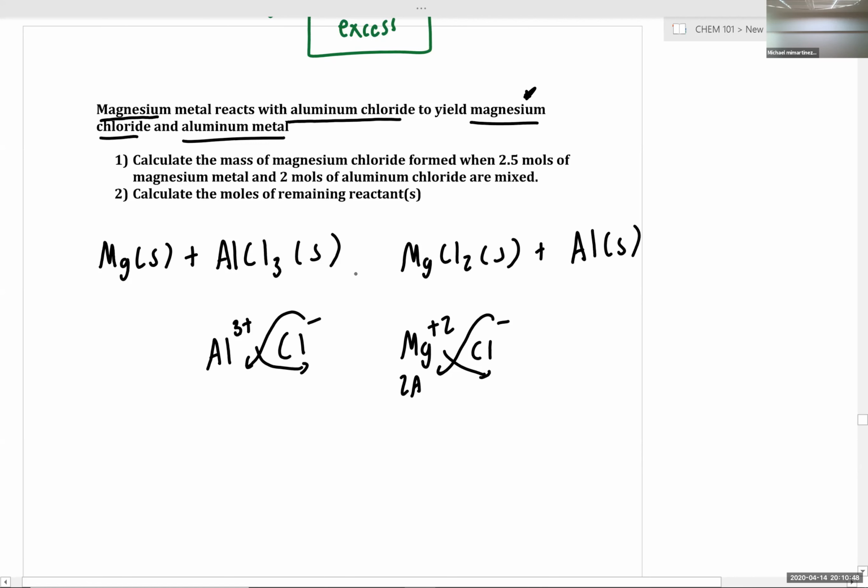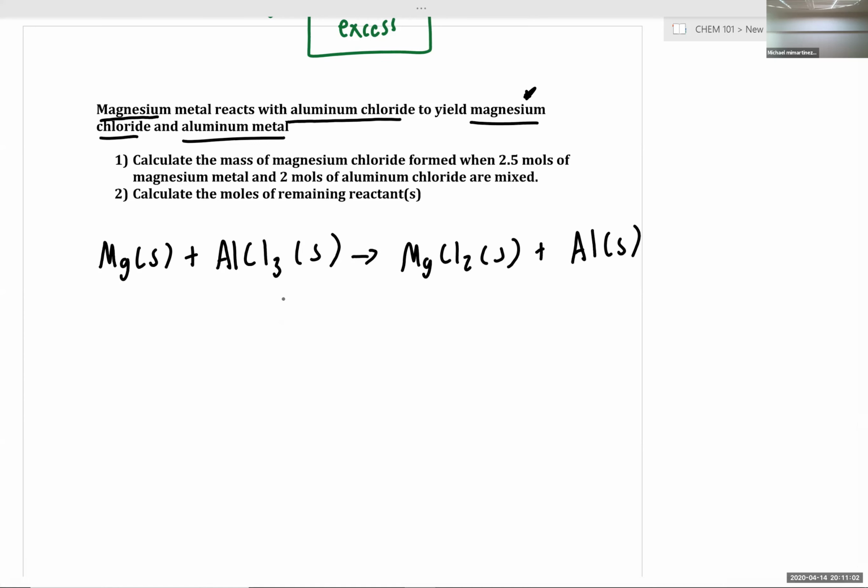Now, let's think really carefully about this. Is this equation balanced as written? Do we have the same number of atoms of each element on each side? No.